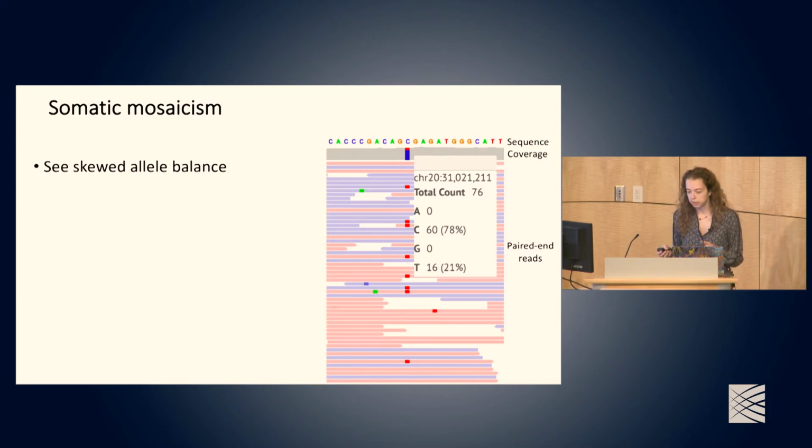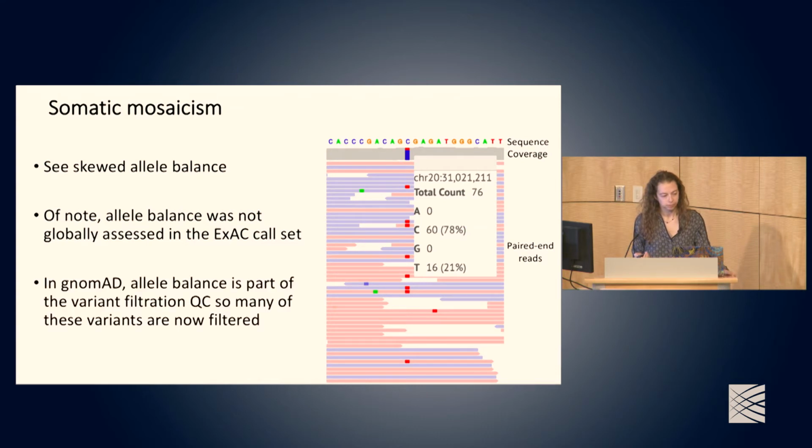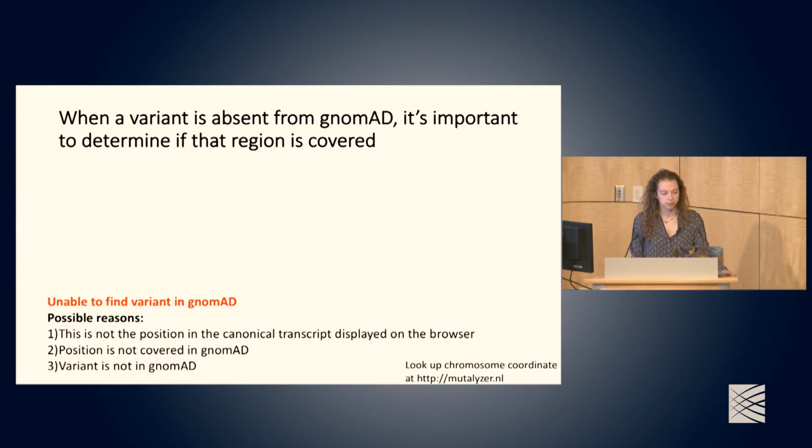So one of the things is that we have flagged and filtered these. In ExAC, they're just there. But in gnomAD, we've actually taken allele balance into the quality metrics and the quality control we've been doing on gnomAD. So more of these are getting filtered if there's a systematic bias in the allele balance. Which is what that does.